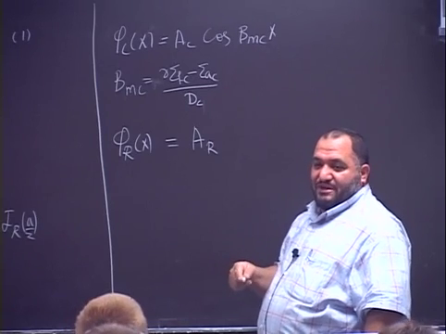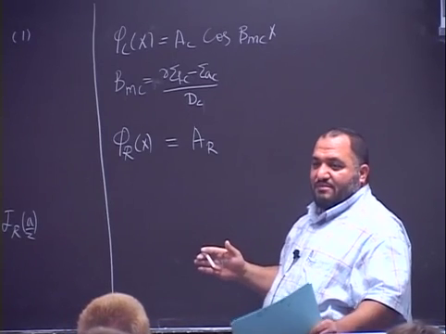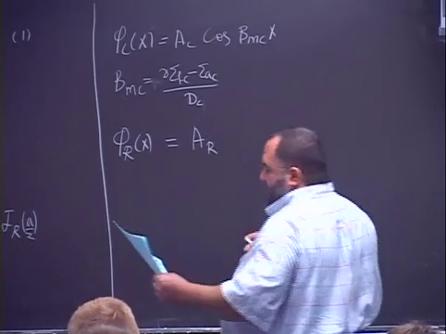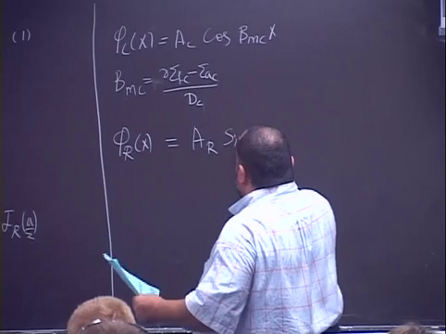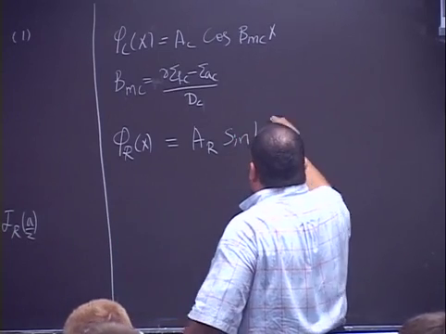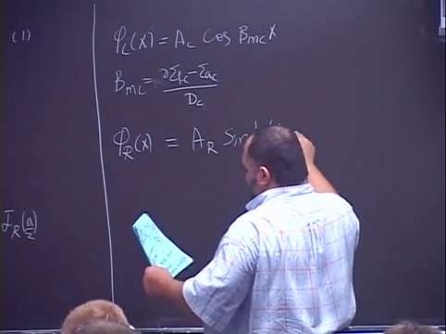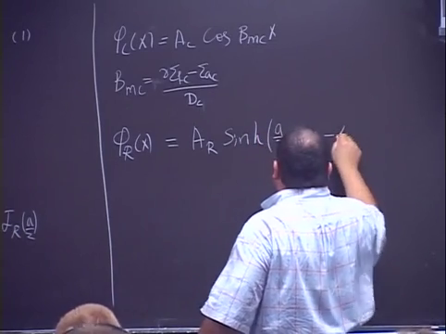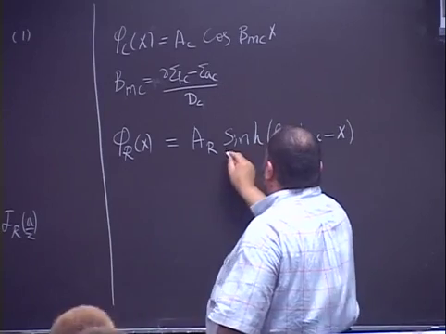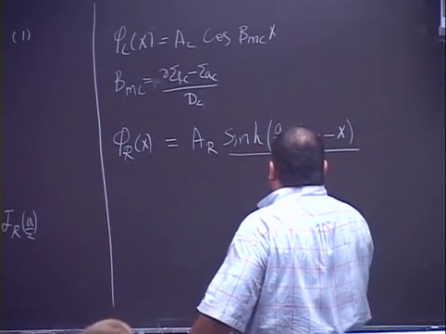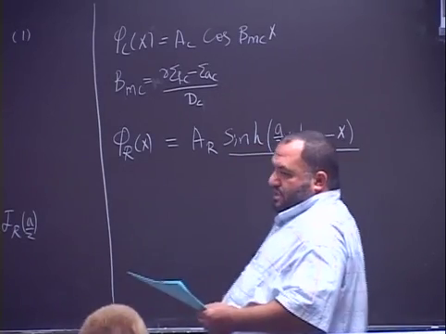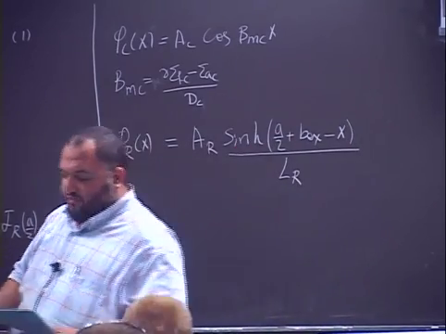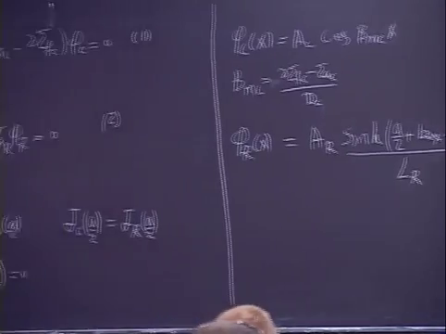I can write them as what in a finite slab? Sine cosine hyperbolic function. So this will give me the sinh of a over 2 plus b extrapolated minus x divided over the reflector diffusion distance.